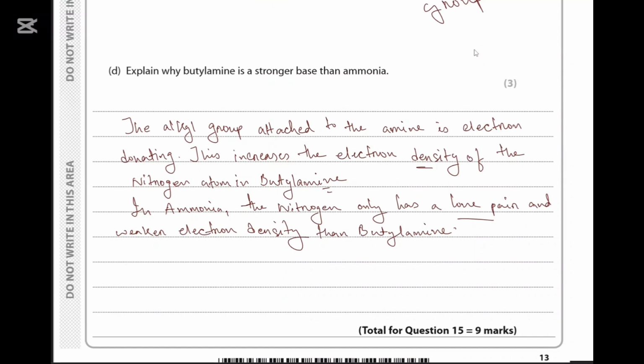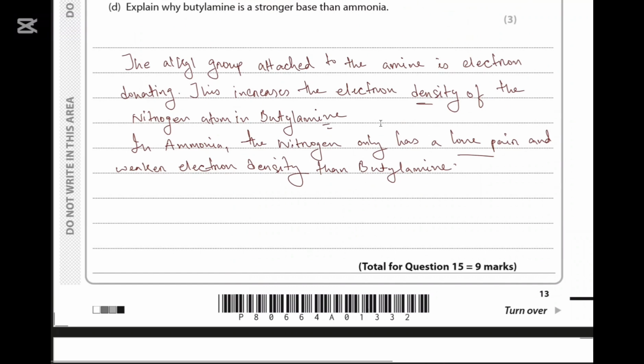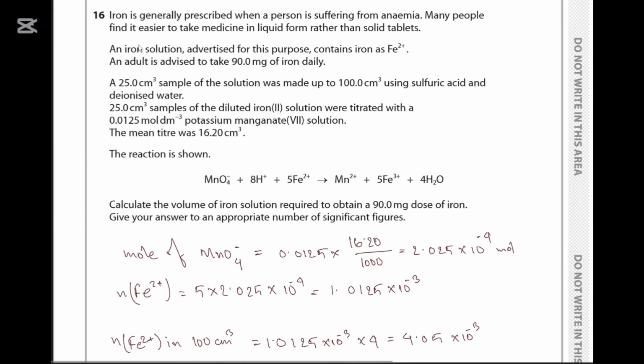Since the density is greater than that of ammonia, which only has a lone pair and is not partially negative, the electron density in butylamine is greater, so it's more likely to attract a proton and bond with it, forming a coordinate covalent bond.